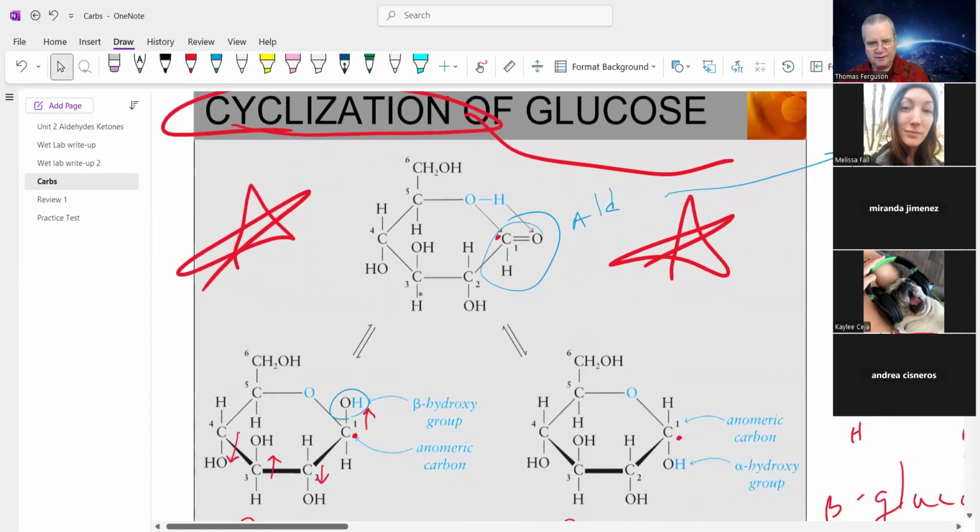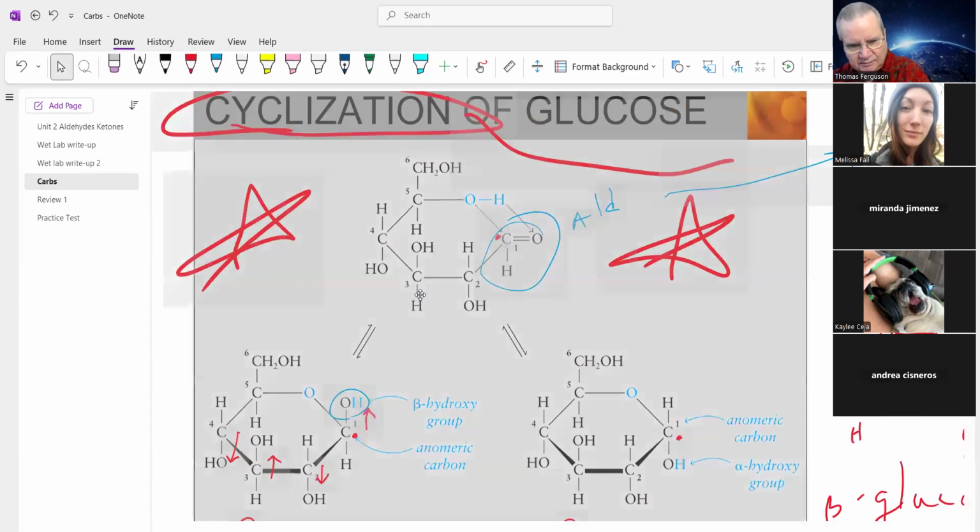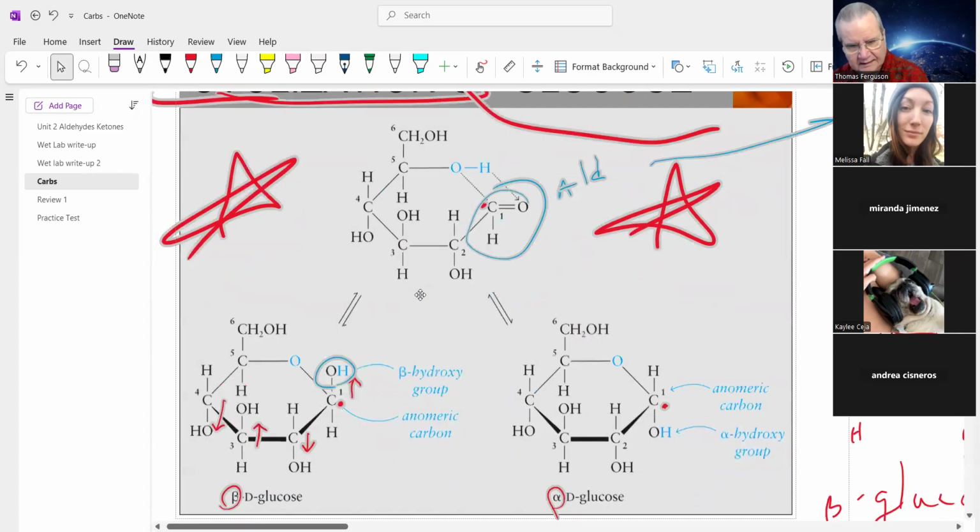All right, now this is where it kind of gets tricky. Here we have glucose down here, and it's in the beta form because the OH here is going up. This is the anomeric carbon because we have OCO. This is the alpha version with the hydroxyl group going down.